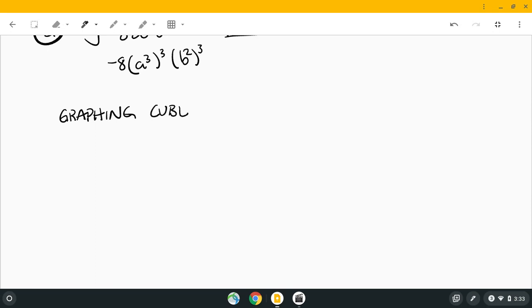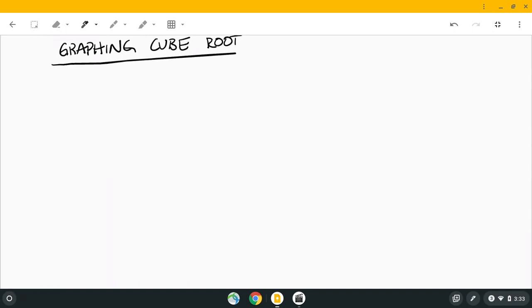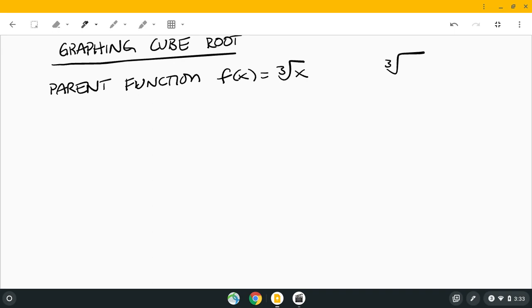Graphing cube root. Okay, so let's take a look at the parent function. So we're going to look at f of x equals just the cube root of x. And then again, once we look at the parent function, then we'll take a look at what happens when you have something like this. Okay. And again, you just do the shifting. Okay. All right, so let's do our parent function.